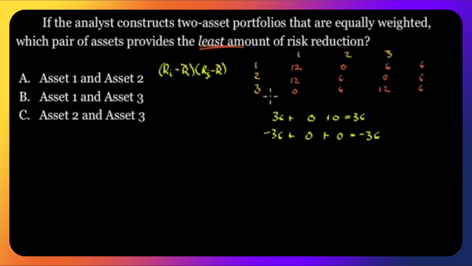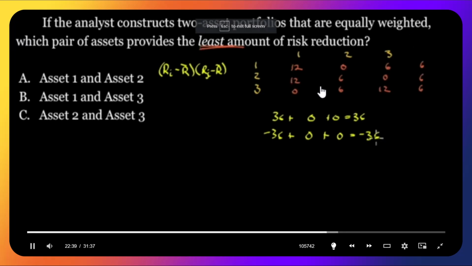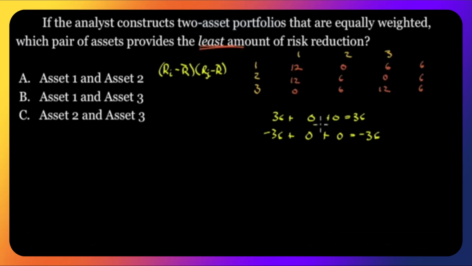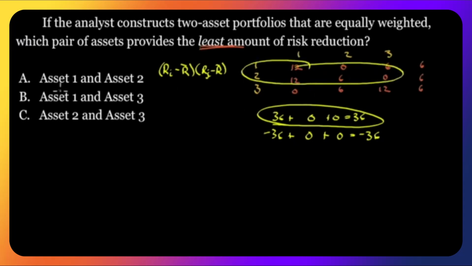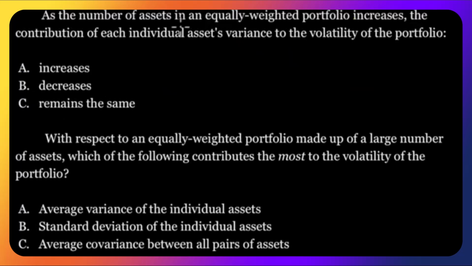We know that 2 and 3 are perfectly negatively correlated, so that's why we don't have to worry about 2 and 3. So 1 and 2 has a covariance of 36. 1 and 3 has a covariance of -36, so there's a negative covariance between them that would lower portfolio risk. So the least amount of risk reduction comes from asset 1 and 2.